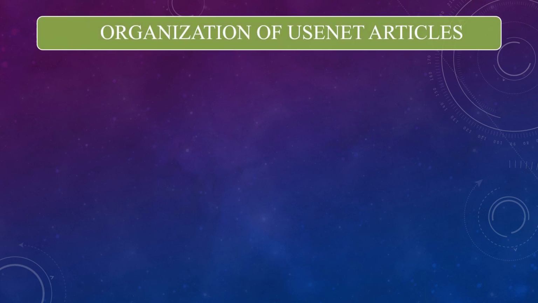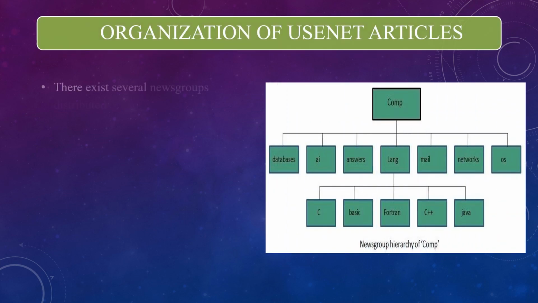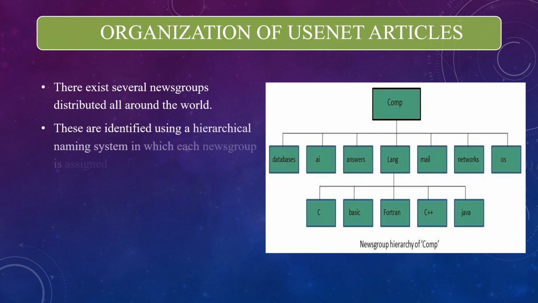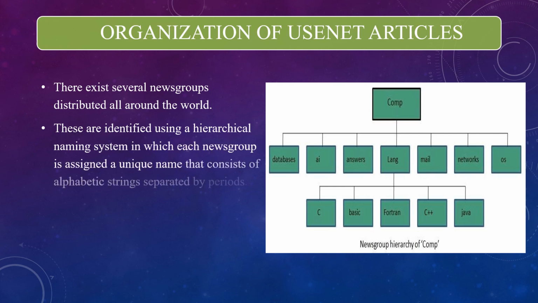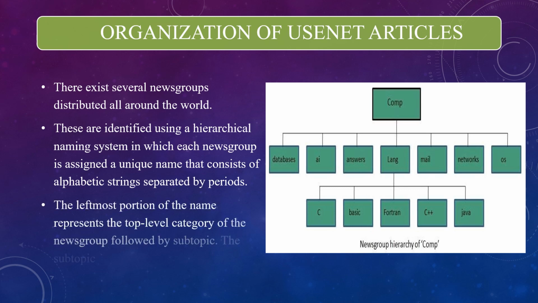Organization of Usenet articles. There exist several newsgroups distributed all around the world. These are identified using a hierarchical naming system in which each newsgroup is assigned a unique name that consists of alphabetic strings separated by periods. The leftmost portion of the name represents the top-level category of the newsgroup, followed by a subtopic. The subtopic can further be subdivided if needed.